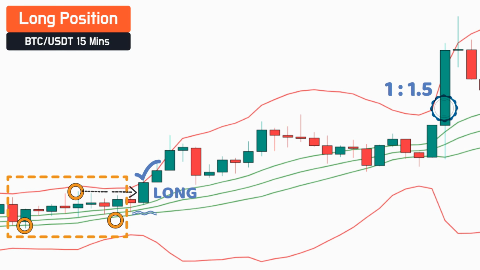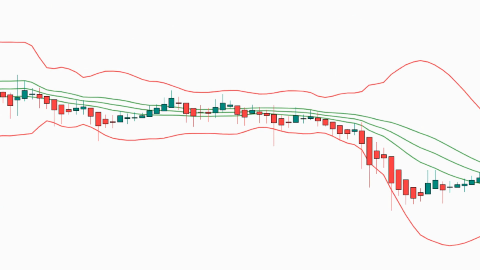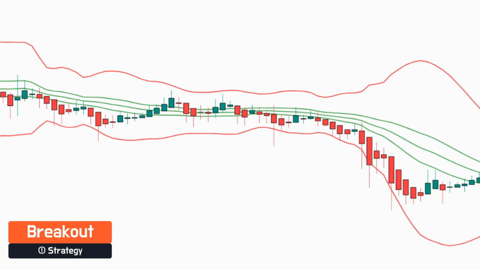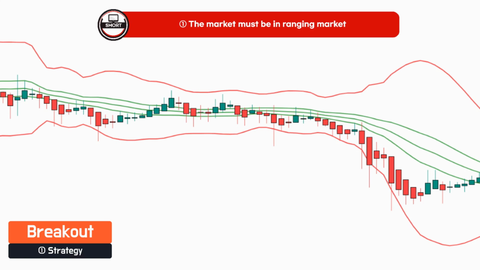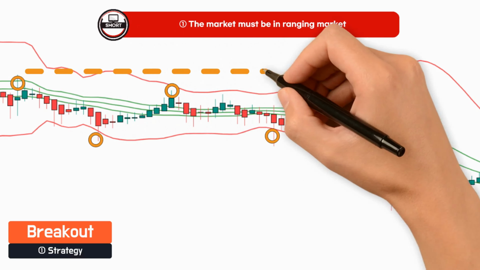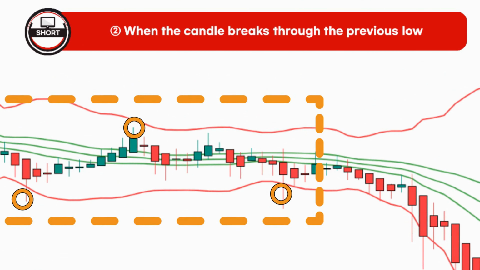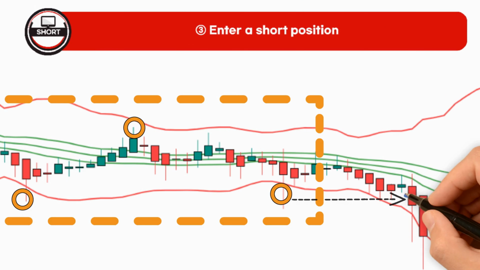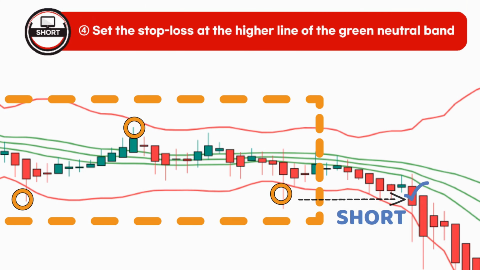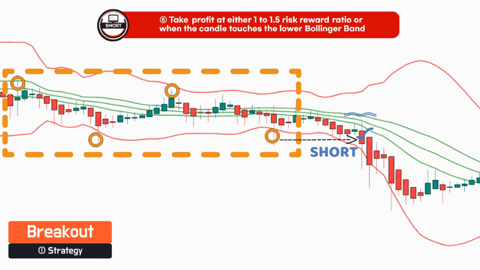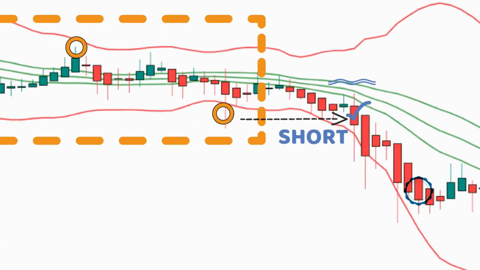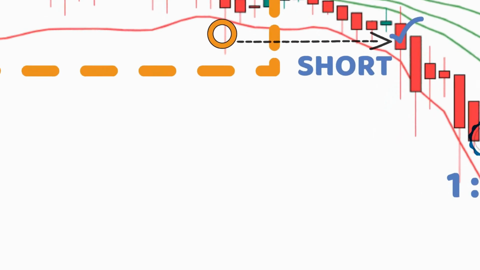Now let's look at the conditions for entering a short position using the breakout strategy. First, the candle must be within the ranging market without breaking through the upper and lower bands of the Bollinger Bands. Second, you enter a short position when the candle breaks through the previous low within the range. Set the stop-loss at the upper band of the green neutral zone, and take profit at either the 1 to 1.5 risk-reward ratio or when the candle touches the lower Bollinger Band. In the following example, profit was taken at the 1 to 1.5 risk-reward ratio.